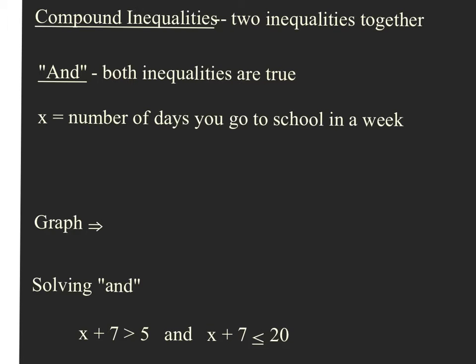Compound inequalities. It's when we're talking about more than one inequality, specifically two inequalities together. We're going to talk about two different kinds of inequalities. We've got the and inequality and we've got the or inequality. First, we'll talk about the and inequality.